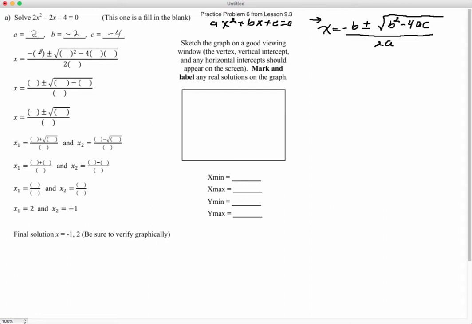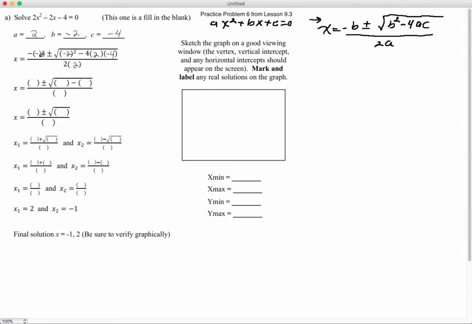So come in here and place everybody using copious amounts of parentheses, and we get negative 2 in here for b, negative 2 in here for b, and we minus 4 times a, which was 2, times c, which is negative 4, all over 2a, which is going to be 2 times 2.